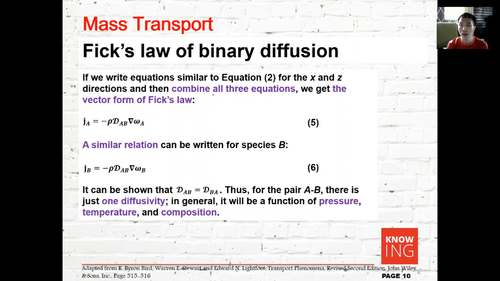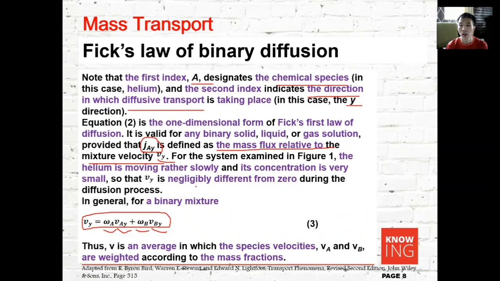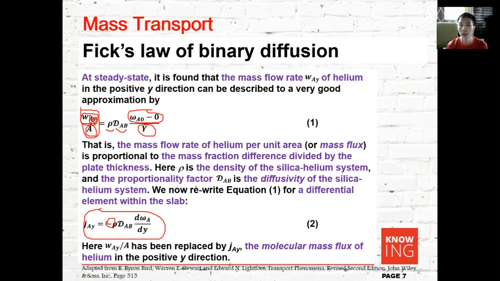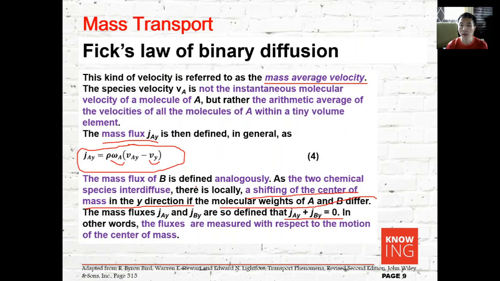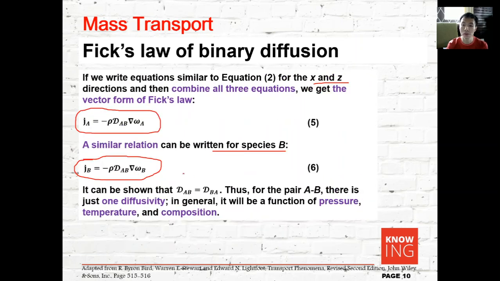If we write equations similar to equation 2 for the x and z directions, then we will have a generalized form of Fick's law in vector form. And if we write a similar relationship for species B, then equation 6 will manifest. If we use the definitions of equation 4 with equation 3 and equation 2, and do the same thing for species B, then we can derive that the diffusivity of AB is equal to the diffusivity of BA. And this is only valid in the binary diffusion system.